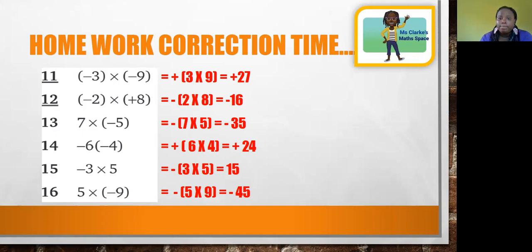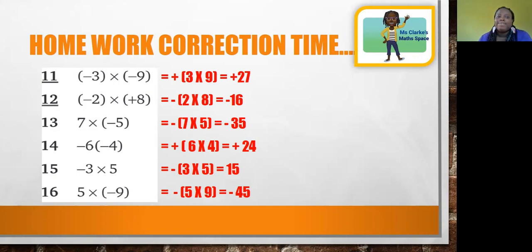Question 14, we have -6 bracket -4. Brackets, in this case, would mean multiplication. So we have -6 multiplied by -4. A negative by negative is a positive. -6 multiplied by -4 is going to give us a positive number. 6 by 4 is 24, so our answer would be positive 24.